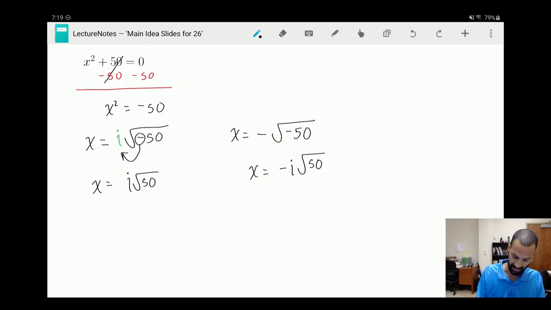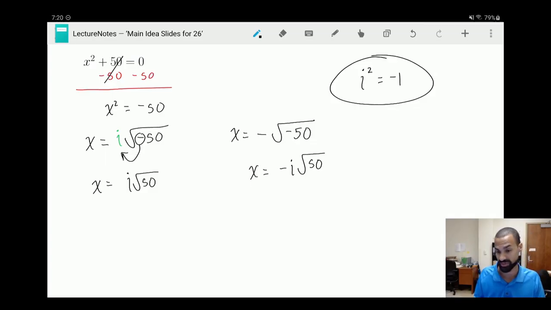All I'm going to say here is that when you see i squared, that equals negative 1. They call it an imaginary number. I don't like calling it that because I think that's misleading. It's part of complex numbers. So we have i square root of 50 and negative i square root of 50.